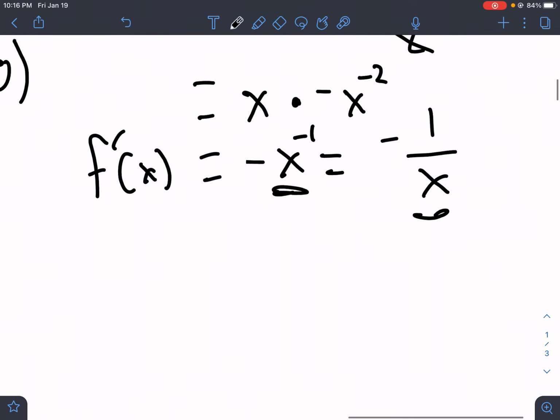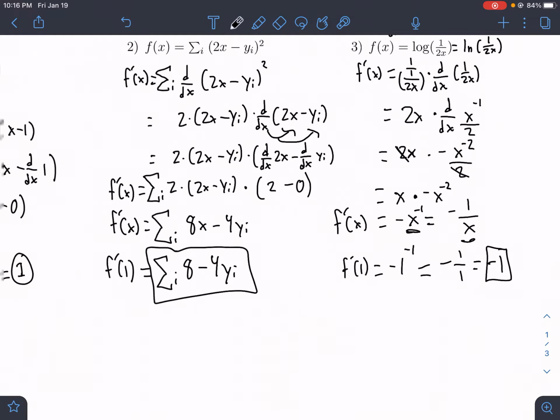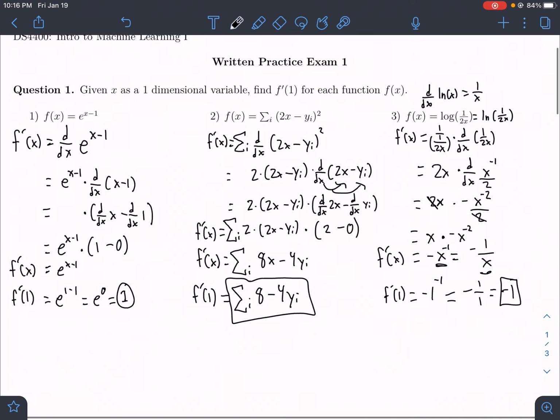Now all we do is plug in 1 for x, so f prime of 1 equals negative 1 over 1, which just equals negative 1. All right, and that was how you solve all of question 1.